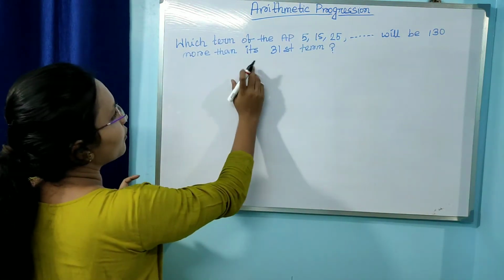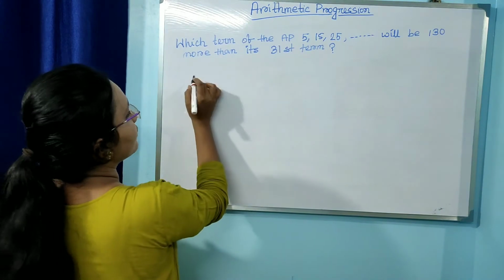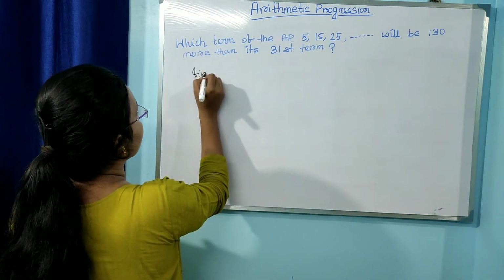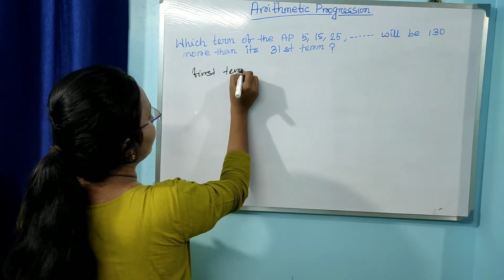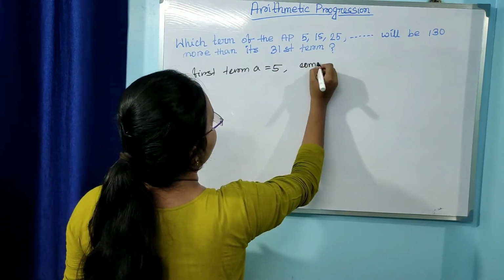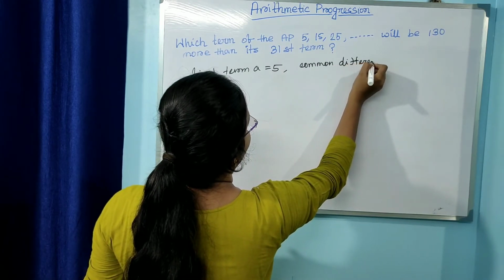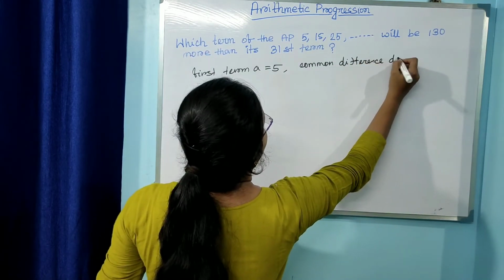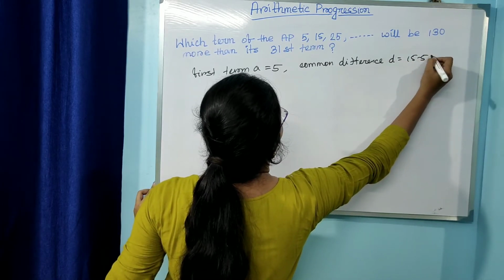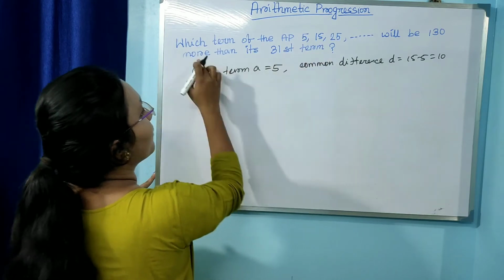So this is another type of problem. See here, which term of the AP is 130 more than the 31st term. So here the first term equals to 5, and common difference is D equals to 15 minus 5, that is 10.